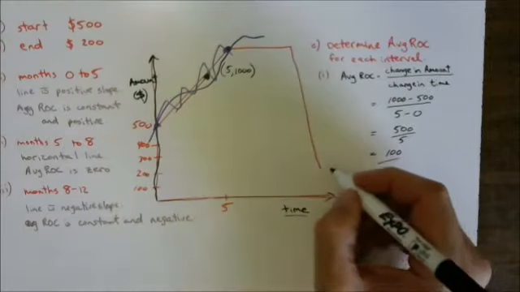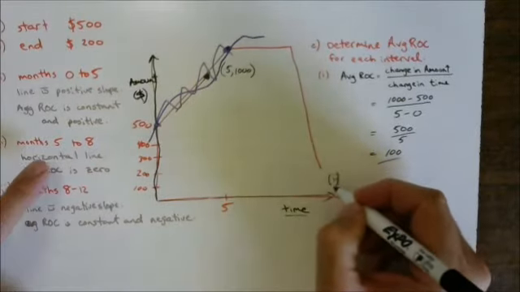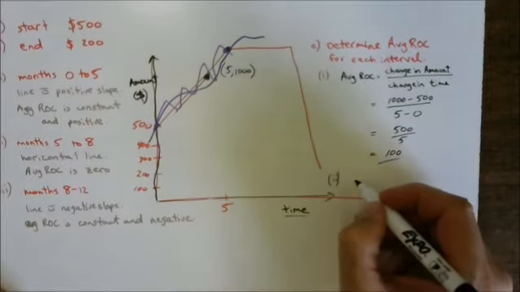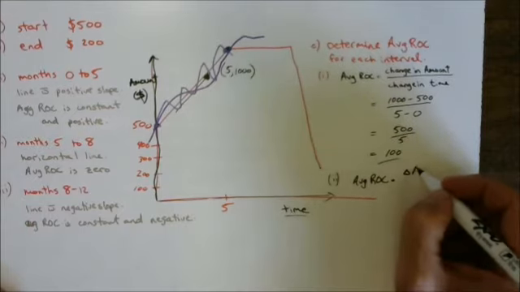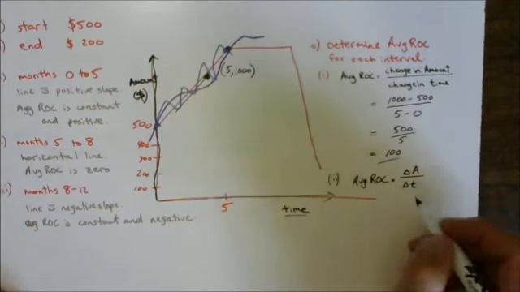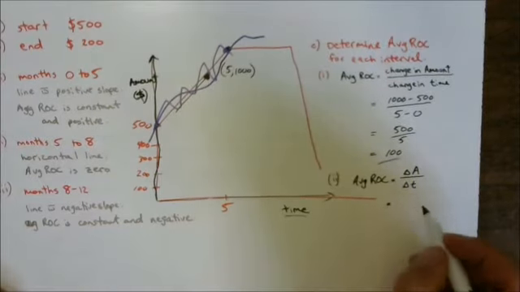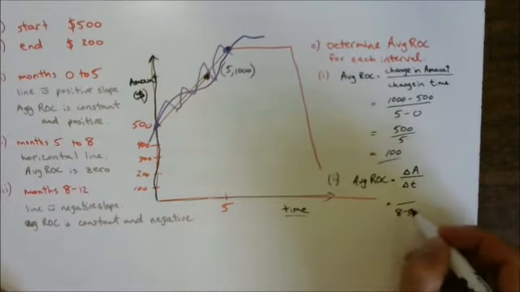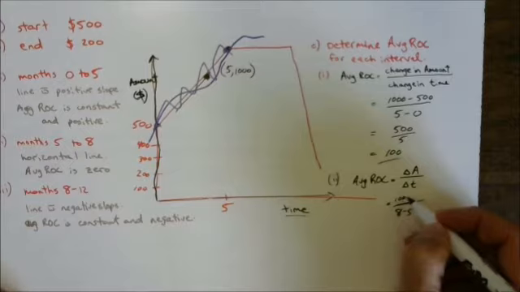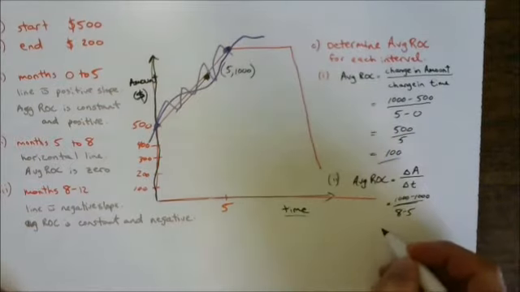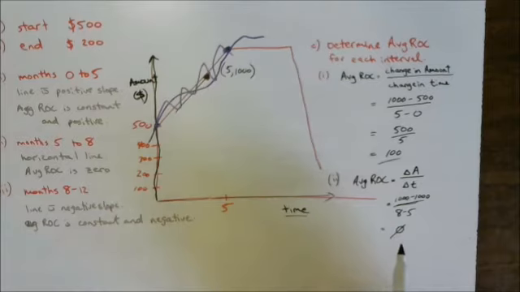We're just going to do one more. We'll do interval 2, which was from 5 months to 8 months. So our average ROC is delta A over delta T, the change in amount over change in time. Change in time here is from 8 to 5. And in the numerator, your amount is from 1,000 to 1,000. Well, 1,000 minus 1,000 is 0. 0 over anything is 0. What does that tell us? The amount stays constant. No change occurs. Rate of change in this case is 0.